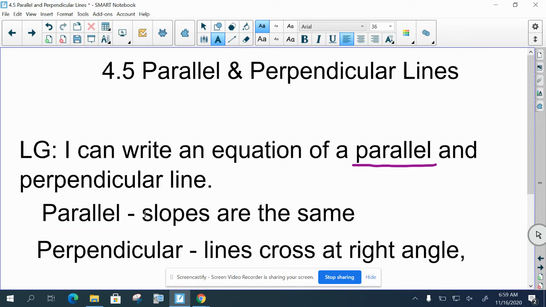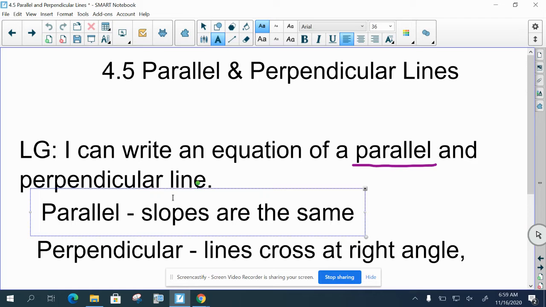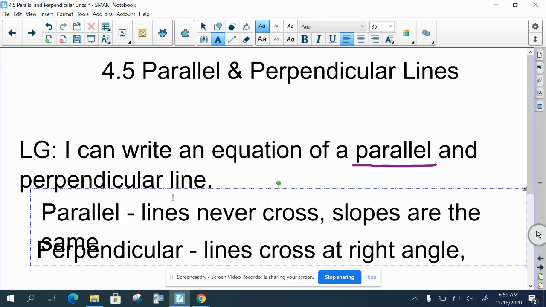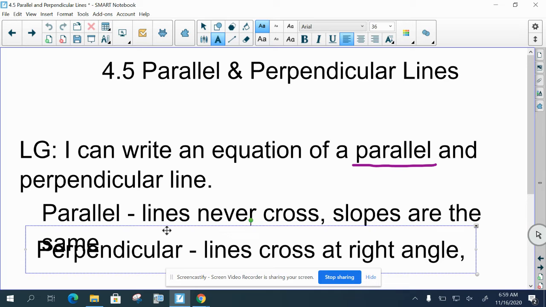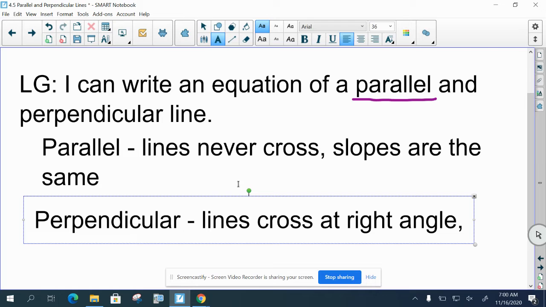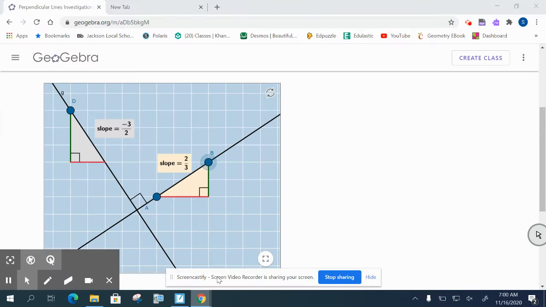And then for parallel lines, I'm going to add a little bit to our notes here. The lines never cross. So they will never intersect for parallel lines. I'm going to have to move my note here a little bit down. All right, and then perpendicular lines cross at a right angle. So if we take a look at this applet here, we see that these two lines cross at a right angle. And the slope of this line here, they found out using rise over run is -3/2. And the slope of this line using rise over run is up 2/3.